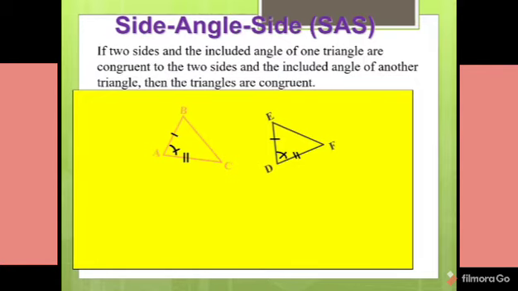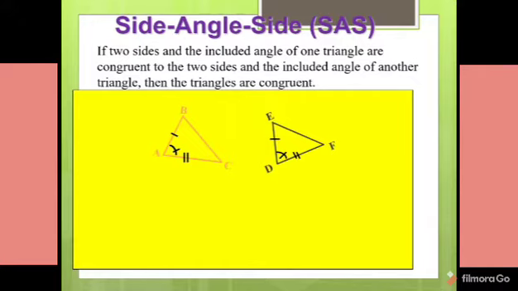Since we're talking about included angle, let's apply that one here in our next congruence postulate. The side angle side congruence postulate, or shall we say SAS. Now, when do we apply SAS? In proving that two triangles are congruent. It says, if two sides and the included angle of one triangle are congruent to the two sides and the included angle of another triangle, then the triangles are congruent.